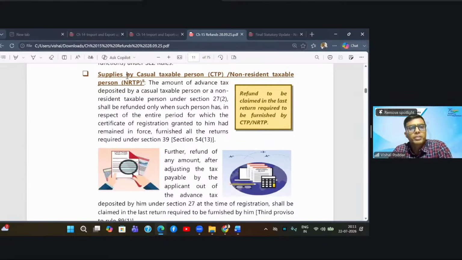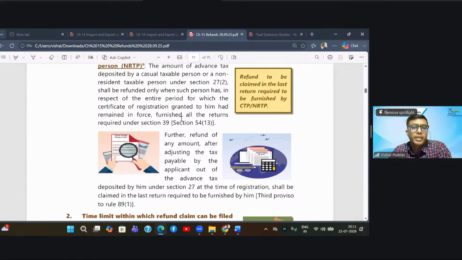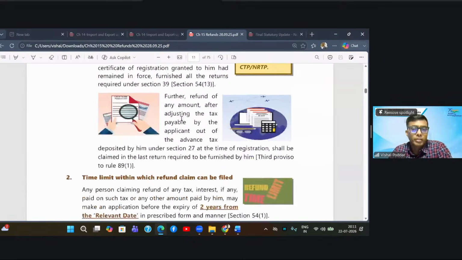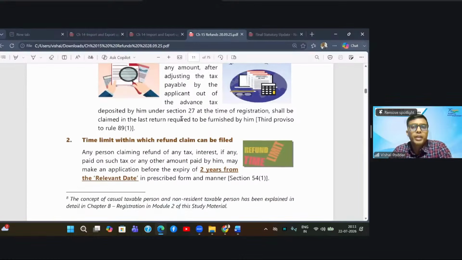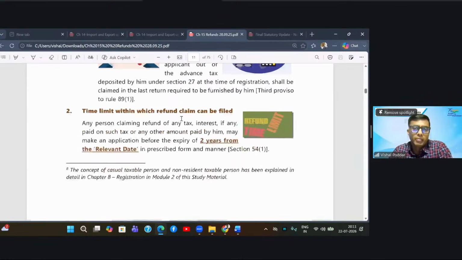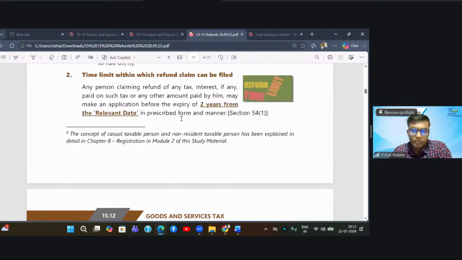Now, whenever supplies are made by casual taxable person or NRTP, as we have seen in the registration chapter, they have to pay tax in advance at the time of applying for registration. Now, after their supply is over, if the tax is found in excess, it can be claimed as refund.